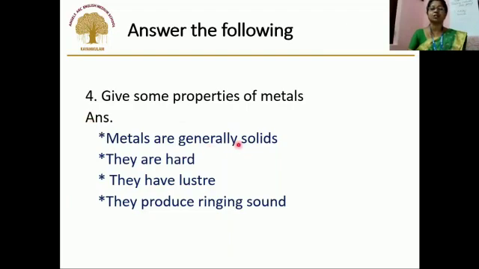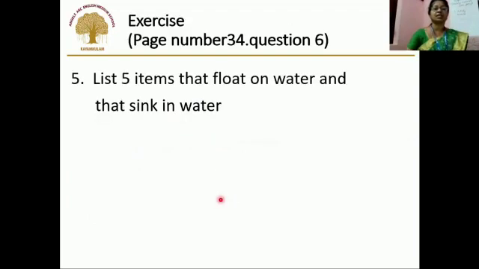Metals are generally solids. They are hard. They have luster. They produce a ringing sound. Only these 4 properties you need to study now, and you should write this answer also in your notebook. The next question is on the same page, page number 34.